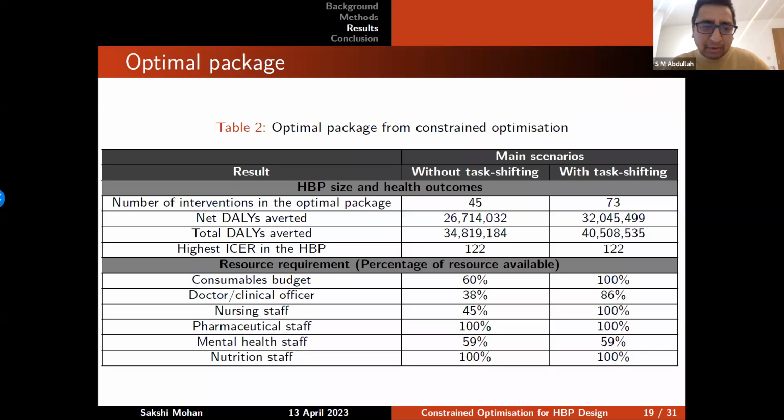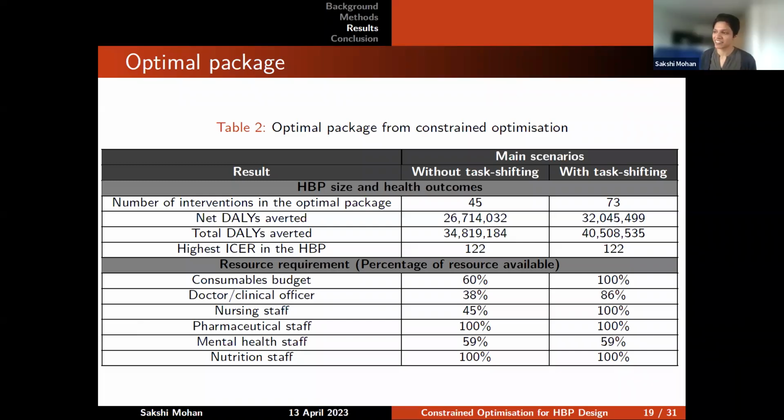So, Sakshi, when you were presenting the first slide of your results, you showed the different scenarios, with and without task shifting, and how the changes occurred considering the health benefit packages and the outcome. So I was wondering why, in the task shifting scenario, the doctors and clinical officers were lower utilized. Can you just shed some light on that?